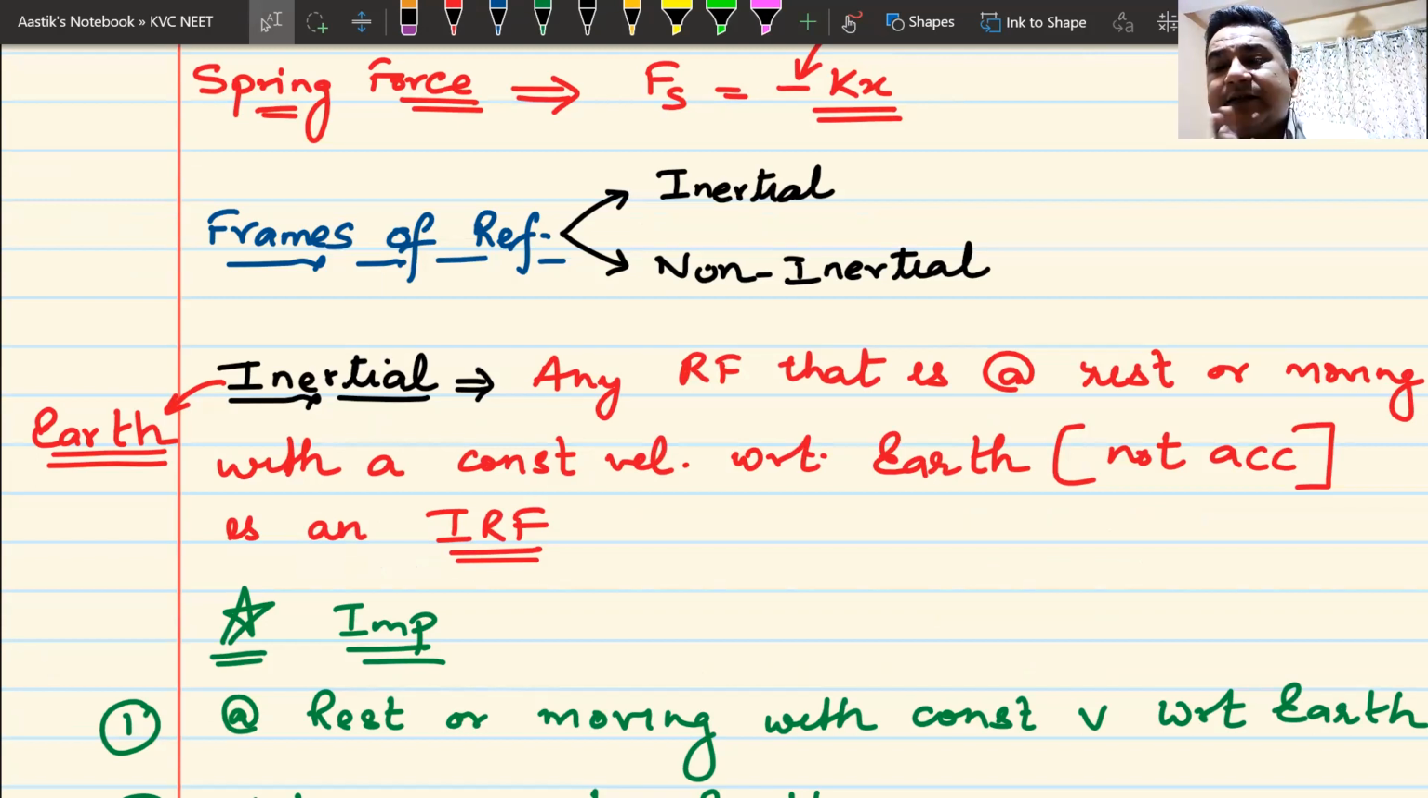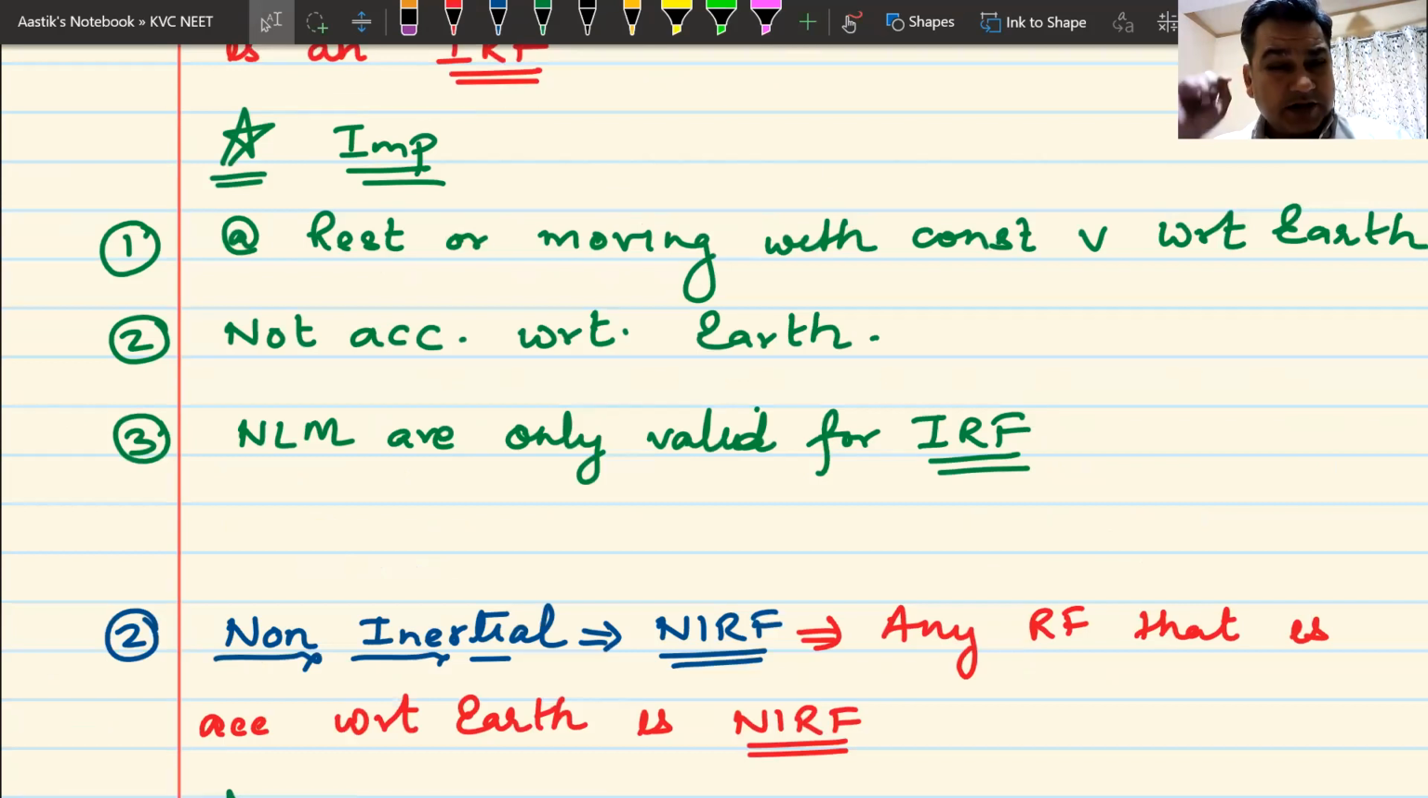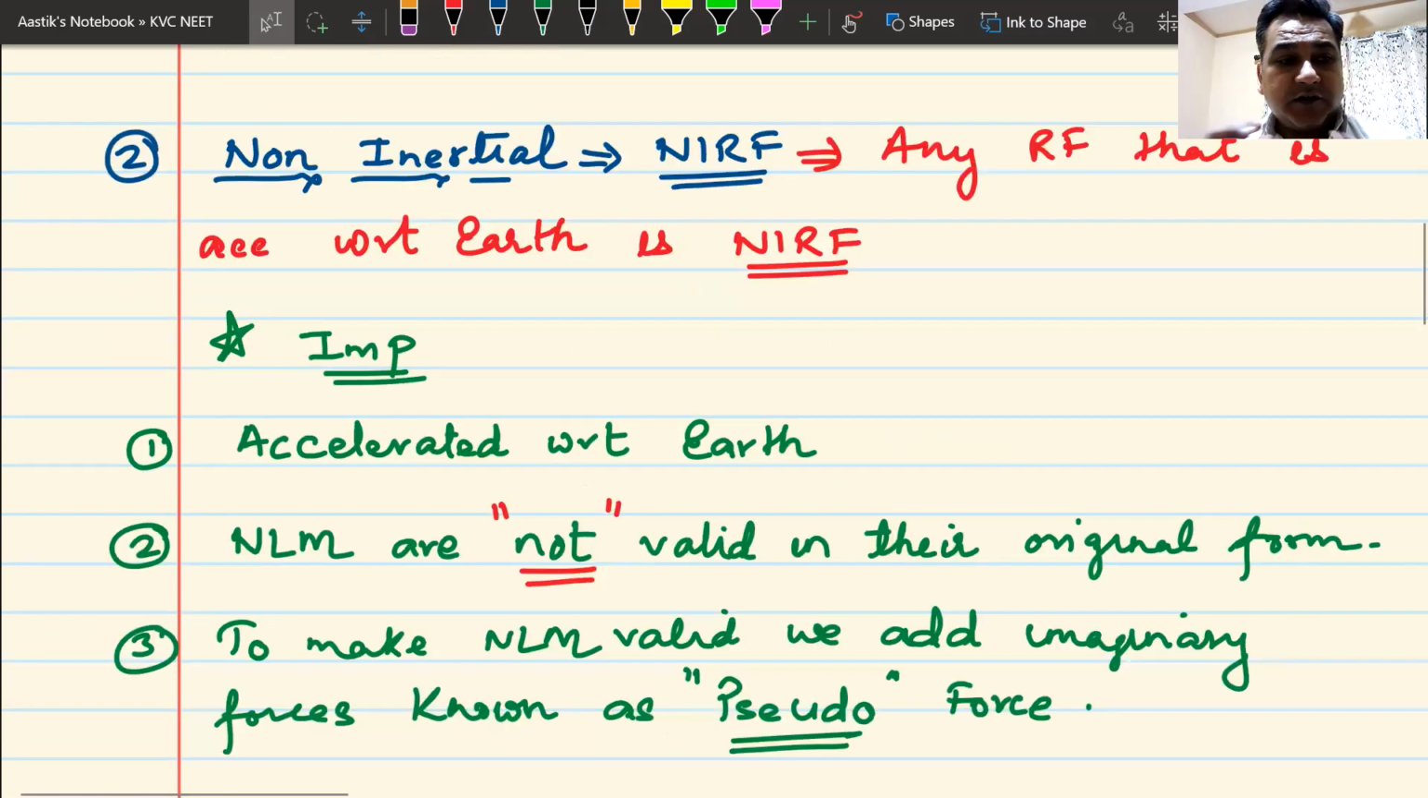What we have seen in today's class are the frames of reference, 2 frames of reference, inertial or non-inertial. If a frame of reference is at rest or moving with a uniform velocity with respect to Earth, it becomes an inertial frame. Newton's laws of motion are only valid for inertial reference frames. Any bus moving with a constant velocity, any train moving with a constant velocity is an inertial reference frame. If it is not inertial, then it has to be non-inertial. It must be accelerated. So any frame which is accelerated with respect to ground is non-inertial. Newton's laws of motion are not valid in their original form.